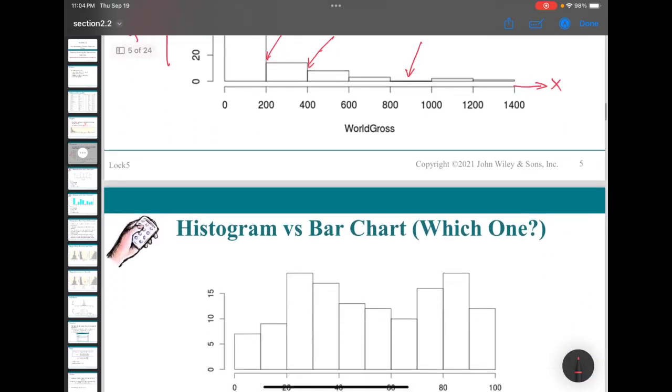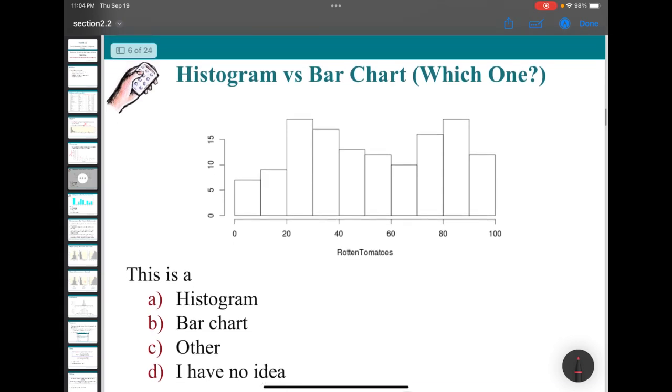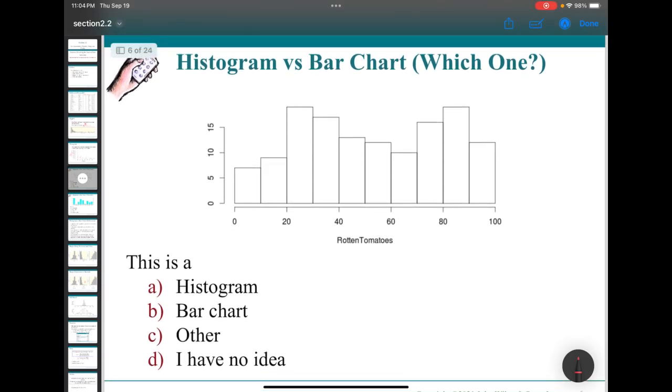There's a slide to compare histogram and bar chart. In this picture, is this a bar chart or a histogram? See this, we have x-axis, we have a histogram. Why? Because on this x-axis we have continuous values instead of categorical values, right? And bars are tied together. So this is a histogram.